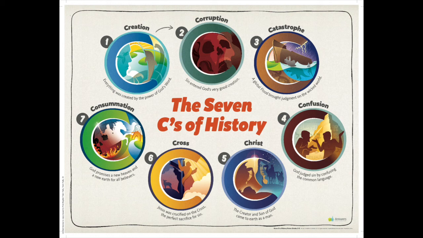Number five, Christ. That's when the Creator and Son of God came to earth as a man. Number six, cross. That's when Jesus was crucified on the cross. He was the perfect sacrifice for sin. And the last C, consummation. That's just a fancy word that means God promises a new heaven and a new earth for all believers. Today, we're going to focus on the first C, which is creation.